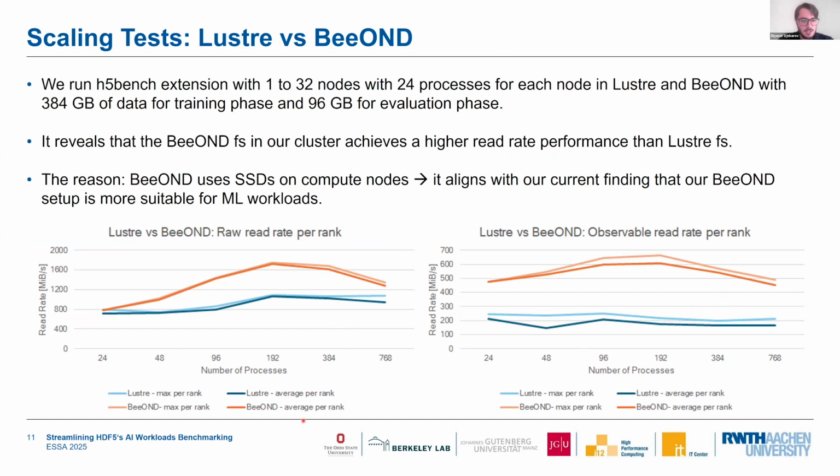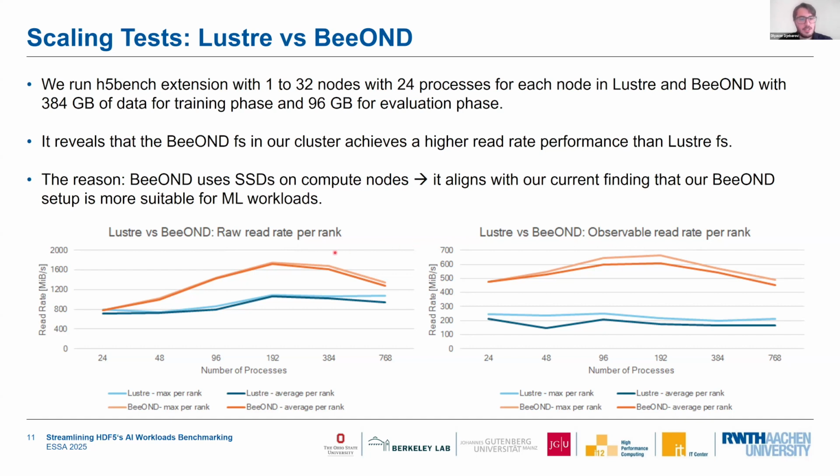As you can see here, there are some metrics like raw read rate and observable read rate. These metrics are provided by H5bench, and raw read rate is equal to total read size divided by the total time performing H5D read, and observable read rate equals total read size divided by the total time to complete the benchmark run.